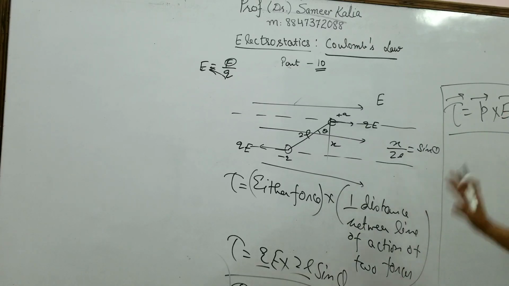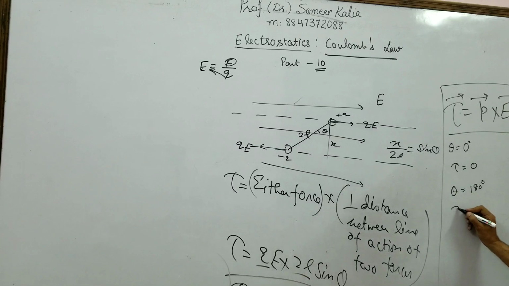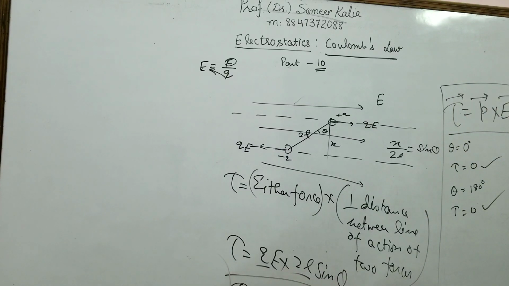There are two very interesting special cases which need to be discussed. For example, what if theta is equal to 0 degrees? We know that sine 0 is 0, so torque is 0. What if theta is equal to 180 degrees? Again, sine 180 is also 0, so torque is again 0. In both cases, the system is in rotational equilibrium, because the torque acting on the dipole in both cases is 0. But are these two equilibria identical in nature?